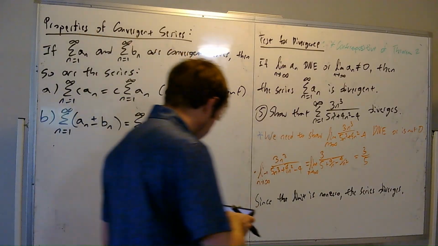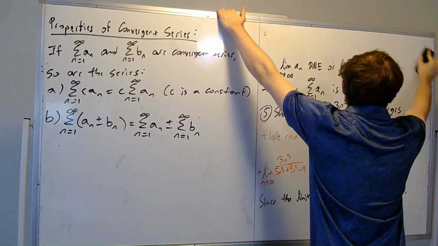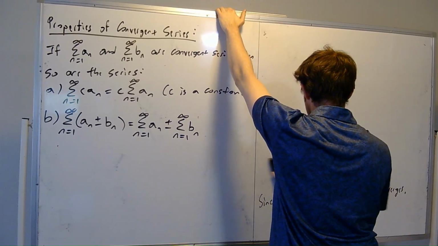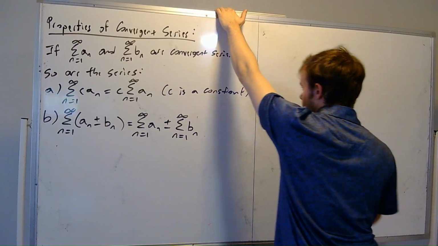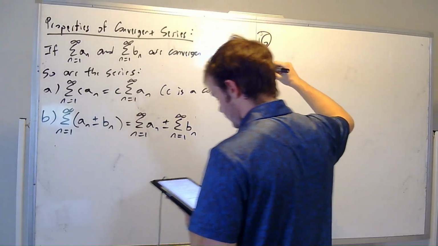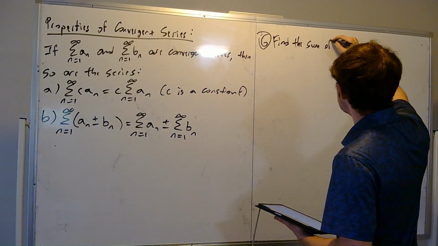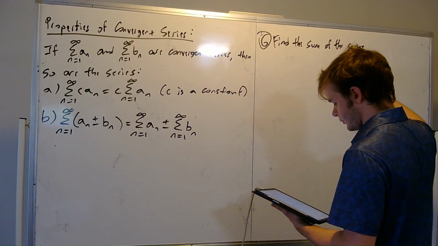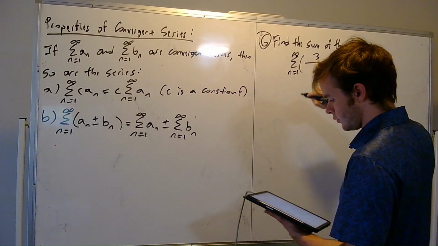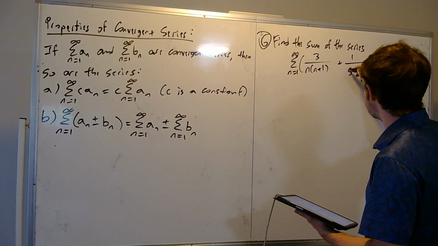Okay, so let's now write down our final example. Example number 6 says, find the sum of the series, the sum from n equals 1 to infinity of 3 over n times n plus 1 plus 1 over 5 to the power of n.